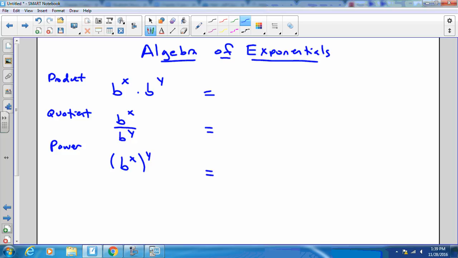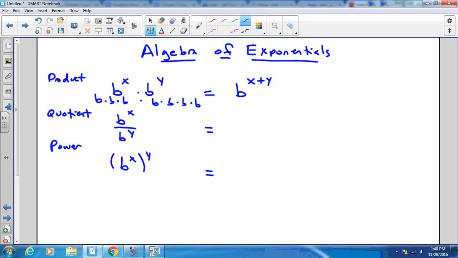What are they? b to the x times b to the y is the same as? That's right, b to the x plus y, because I am simply counting factors of b. b to the x times b to the y, at least for integer x and y, would mean b times b times b x times, times b times b times b y times. And so I count them all up and I have x plus y factors of b right here.